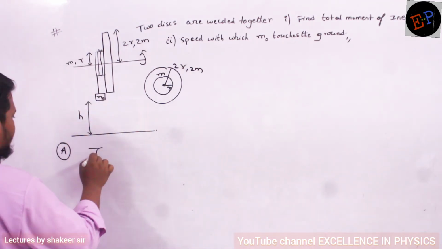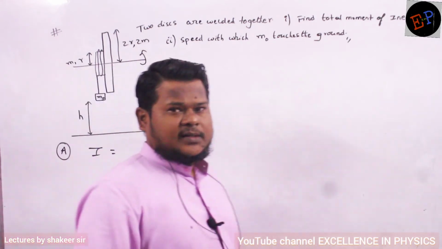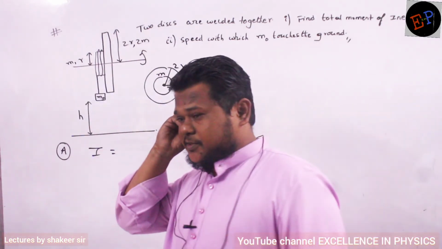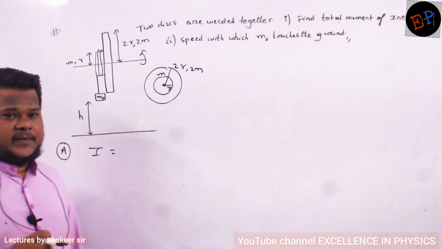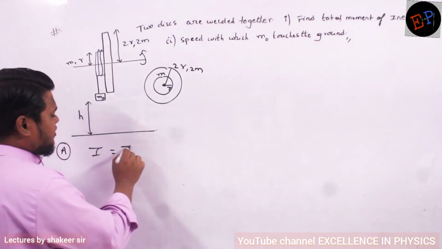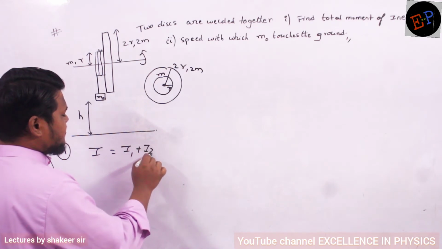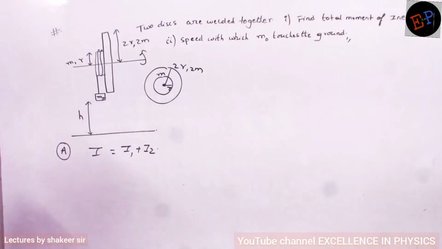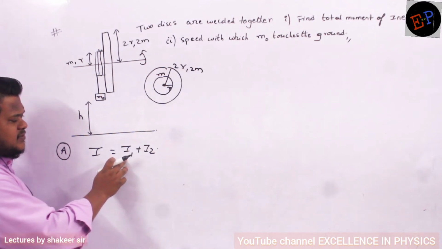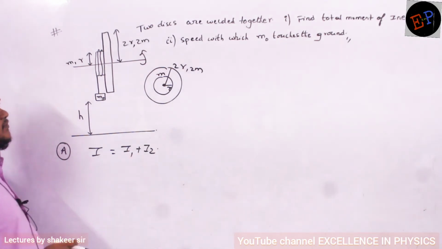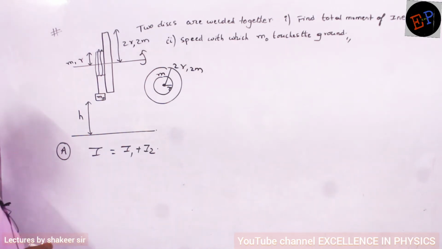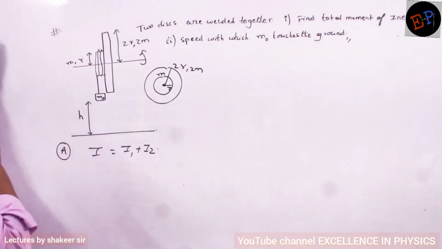So can you say what is the total moment of inertia of this system? Moment of inertia of the total system will be how much? The moment of inertia of the total system will be the moment of inertia of the first disk plus the moment of inertia of the second disk. Are you able to understand? This mass is also there, no? The mass is not rotating. So only this is the total moment of inertia, I1 plus I2.